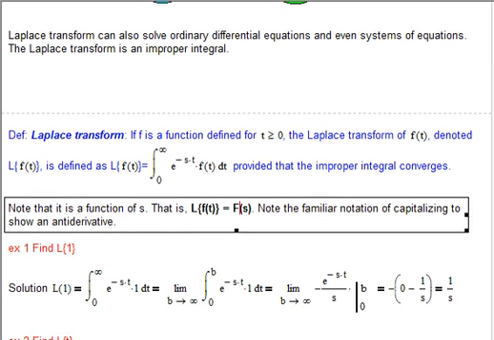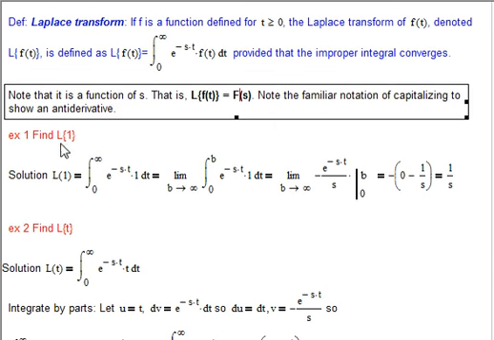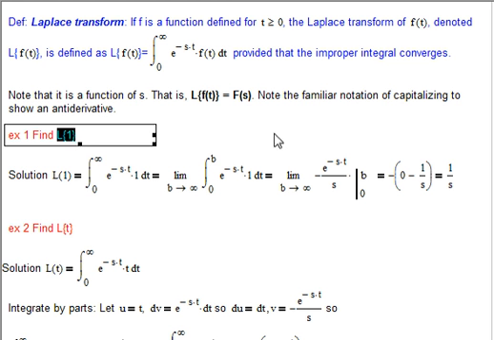Well, here we go with our first example. Find the Laplace transform of 1, a constant function 1. And it turns out that if we do our improper integral from 0 to infinity of e to the negative st times 1 dt, integrating with respect to t, since it's an improper integral, it's the limit as b goes to infinity of the integral from 0 to b.